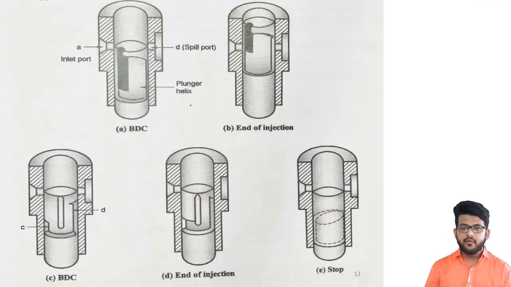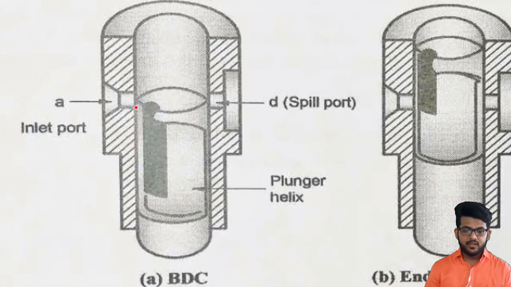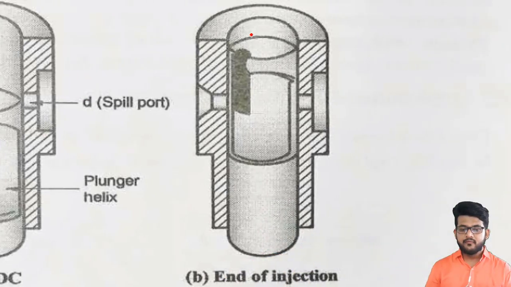So let me show you how it works. Fine. So these are the different positions. Right now it is at BDC. So you can see here there is no connection of the spill port here. Fine. So the inlet will be here. Inlet will come inside it, and the spill port is also open. In the second condition you can see that at the end of injection, this length is actually covering our spill port and inlet port. Fine. So it is our full pressure condition, it is the end of injection.